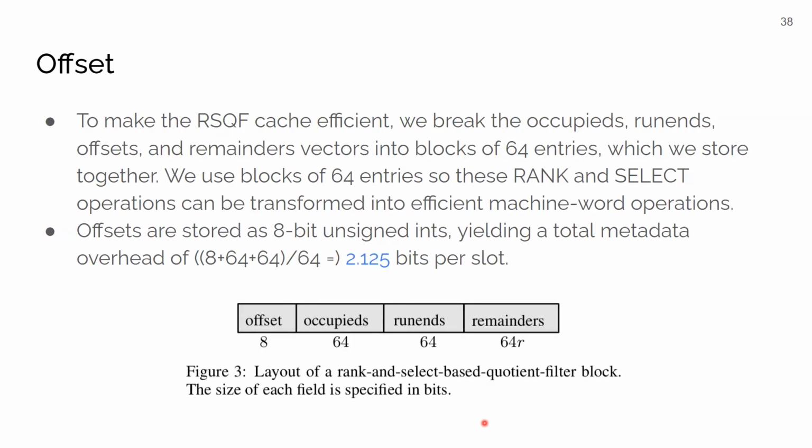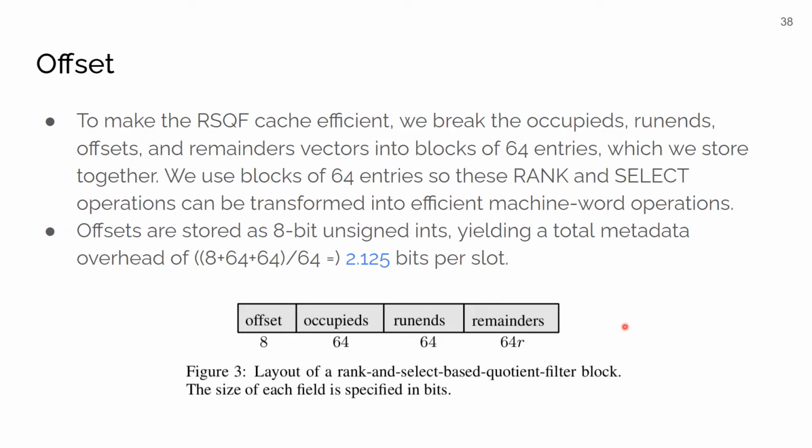To make the RSQF cache efficient, instead of storing the offset, occupieds, run-ends, and remainders arrays separately, we break them into blocks of 64 entries, which we store together. We use blocks of 64 entries, so these rank and select operations can be transformed into efficient machine word operations. Offsets are stored as 8-bit unsigned integers, yielding a total metadata overhead of (8 + 64 + 64) / 64, which is 2.125 bits per slot.